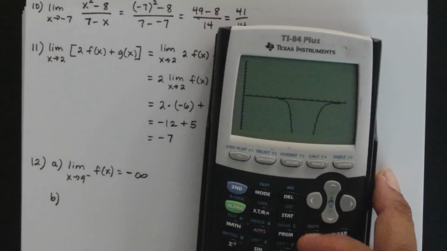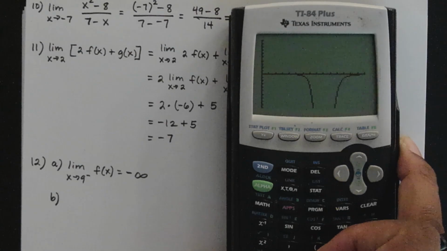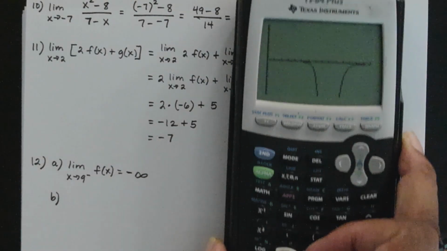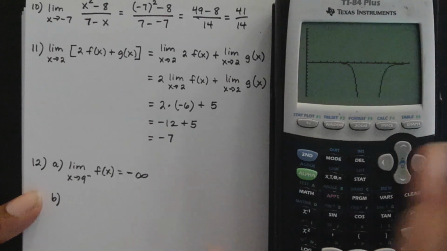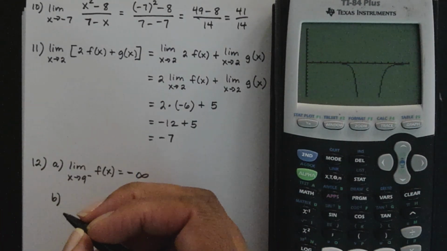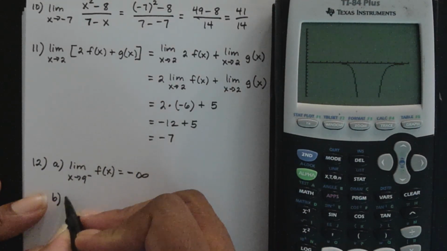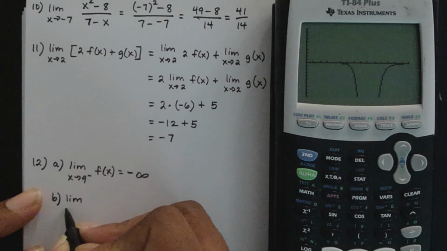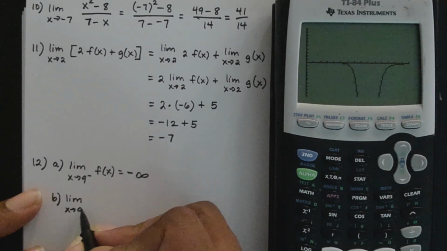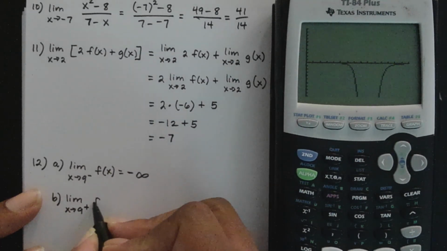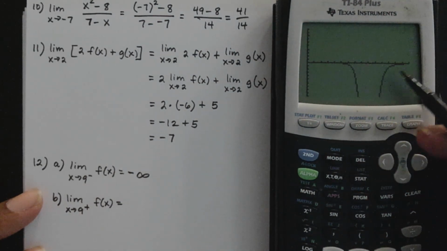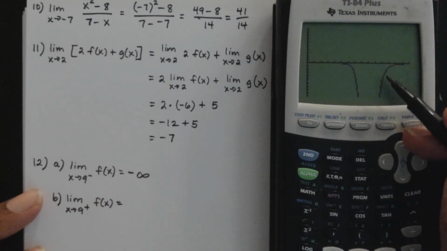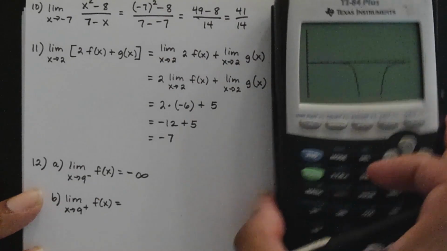Okay, there we go. There's the other one. Now, I went from 0 to 15 in increments of 1 on the x, negative 10 to 10 on the y. Now, for part B, the limit as x approaches 9 from the right of that function. So where do you think this is going off to? Also negative infinity.